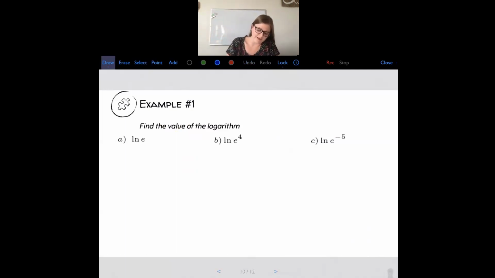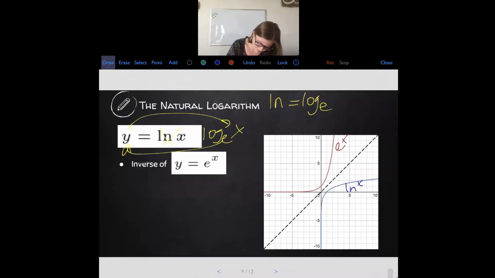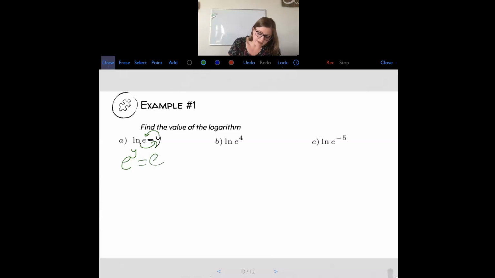Okay. So example 1, find the value of the logarithm. Part A, we have ln of e. So we set this equal to y, and remember that our base is e. So when we go forward, this is e to the y, and it's equal to e. Okay. Again, we have the same base. We want their exponents to be equal. This is like having a 1 here. So in this case, y is equal to 1.